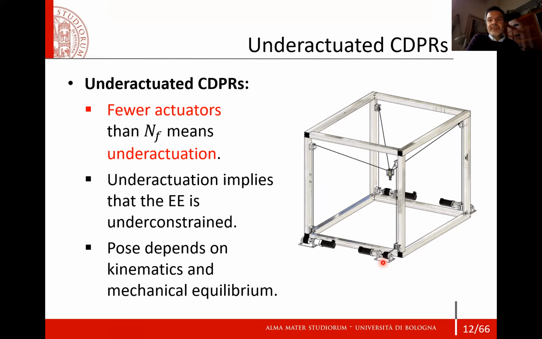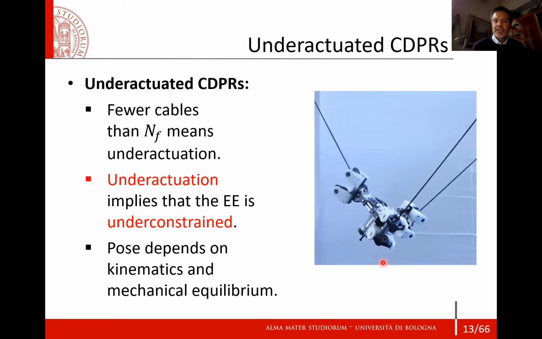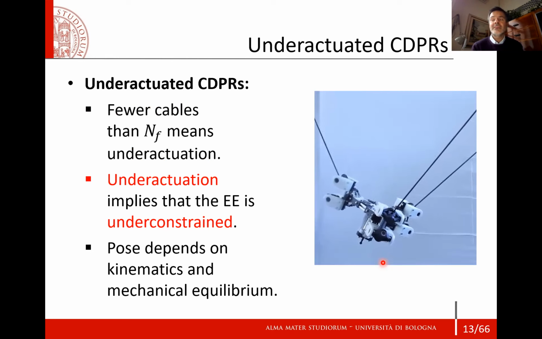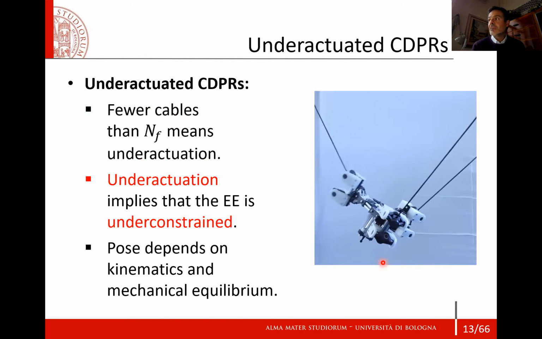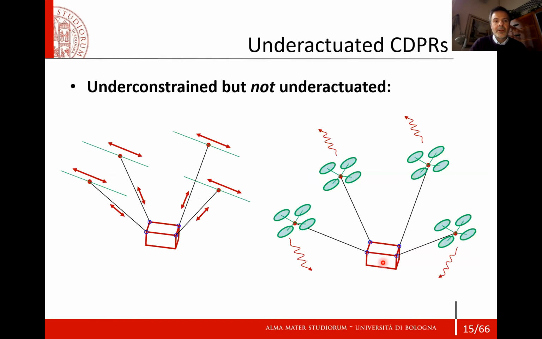Now, an underactuated CDPR is a CDPR that has fewer actuators than degrees of freedom of the platform, like in the picture that is shown here. Underactuation always implies that the end effector is under constraint, because of course, if we have fewer cables than degrees of freedom, even the towed cables will be fewer than the degrees of freedom. And this means that our end effector will always oscillate once the input variables are assigned, because there are some freedoms that are not saturated. And so pose depends on kinematics and mechanical equilibrium as well, as I mentioned before.